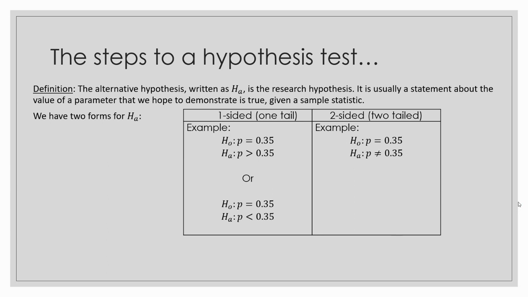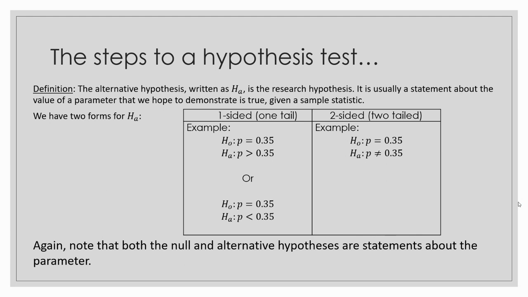For the two-sided, it's actually rather simple. The alternative just carries the not equal to, and the null again is the equals. So again, note that both the null and the alternative hypothesis are statements made about the parameter. And at least in the context of what I'm demonstrating here, I'm using p. I could have interchanged this very easily with mu. We just can't use p hat or x bar.